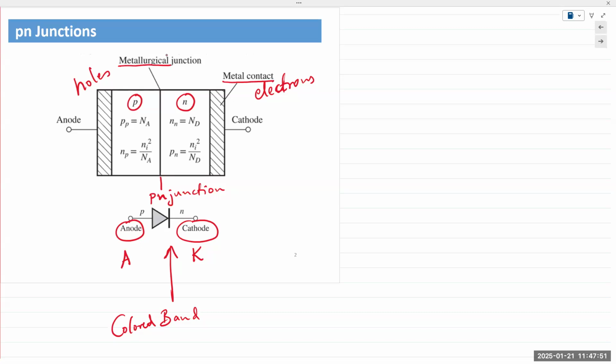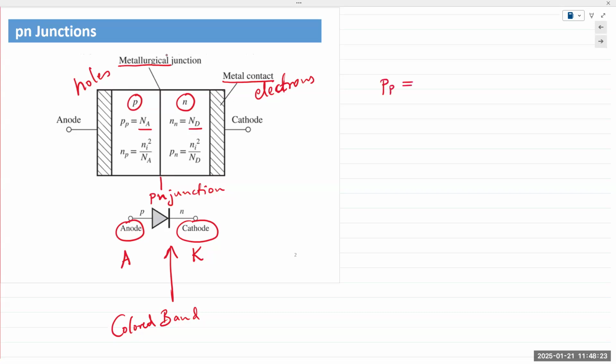And of course, these are the number of acceptor atoms. These are the number of donor atoms. So PP and PN, sorry, PP and NN are basically the donor and the acceptor atoms. The subscript tells you which type of material it is. And then the actual notation P and N is the number of holes and the number of electrons.